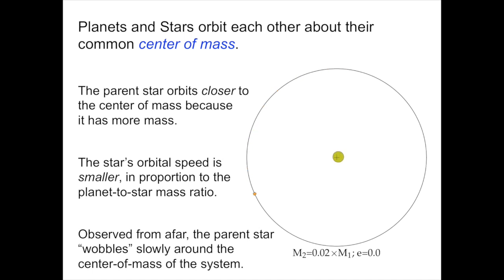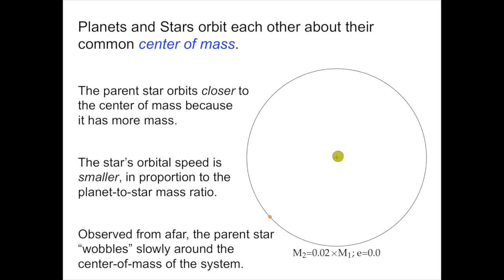Other methods, the indirect methods, turn out to be a lot more powerful. One way in which these indirect methods work is it uses the property of orbits that we learned in our previous lecture on Newtonian orbits. Planets and stars orbit around each other about their common center of mass. Because the parent star is the more massive, it's going to be closer to the center of mass, and the planet, because of its lower mass, is going to be further out. As a consequence, the orbital speed of the star is going to be smaller than the orbital speed of the planet in proportion to the ratio of their masses.